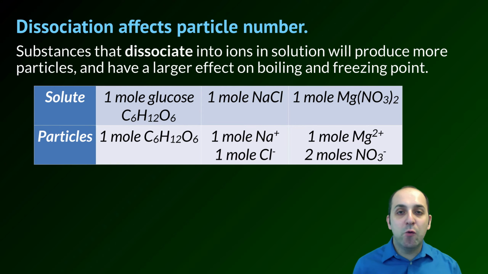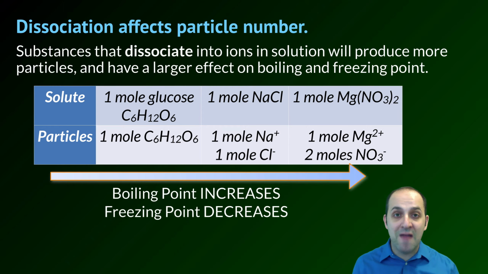If we consider equal volumes of aqueous solutions of these 3 substances, moving from left to right in this diagram, the boiling point will increase for the solution and the freezing point will decrease. That's because we get more particles in the solution as we move from left to right. Does this make sense? If it doesn't, take a moment and write down any questions that you have before we move on.